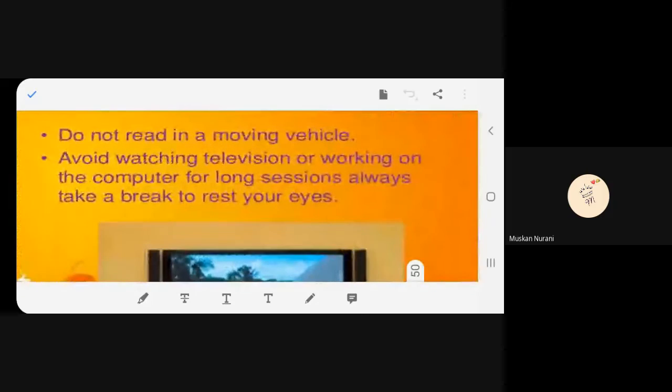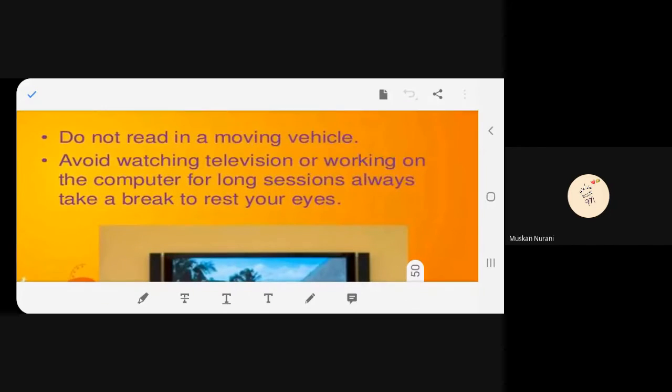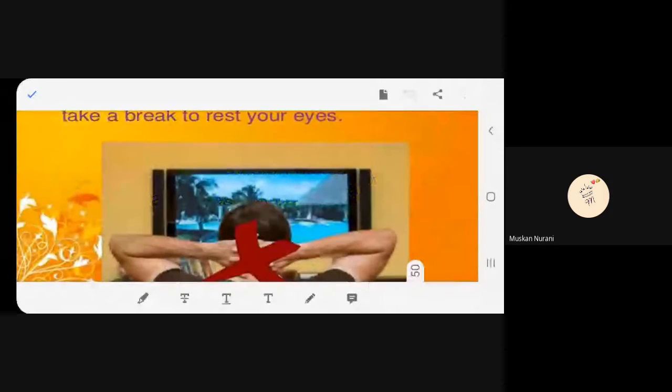Yes, ma'am. What else should you not do, beta? Do not read in a moving vehicle. Avoid watching television or working on the computer for long sessions. Always take a break to rest your eyes. Understood? I told you earlier, you're not supposed to read in a moving vehicle. And if you're watching TV or working on computers, then take a break because your eyes become very focused, isn't it? Yes, ma'am. So give your eyes rest and then again you can start your work. So don't keep on watching TV continuously.